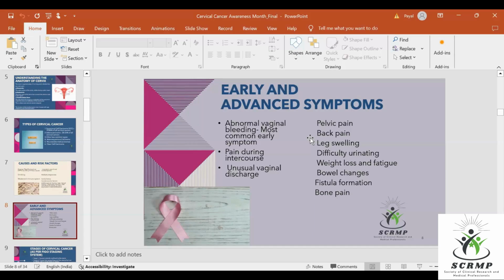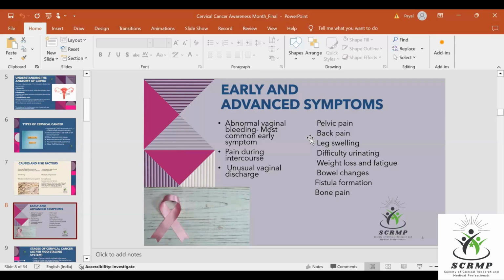Now the next is pain during intercourse. Medically, it is called dyspareunia, and 30 to 40% of those with early-stage cervical cancer have this symptom. So what does it feel like exactly? Deep pelvic pain during or after intercourse, and it may be accompanied by bleeding also.